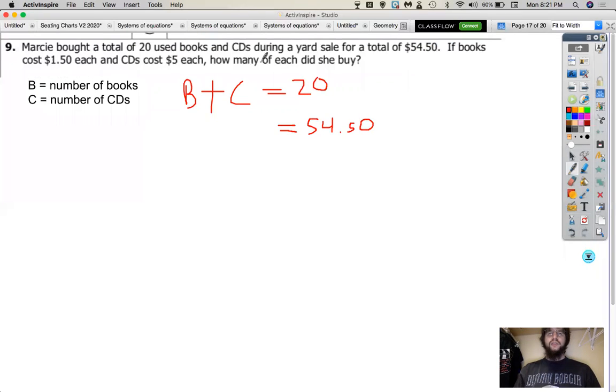Well, the cost for the books first, I guess, is $1.50 each. So if I do $1.50 times the number of books she bought, that will give me the amount she spent on books. Plus $5 times the number of CDs she bought will give me the amount she spent on CDs. Equals total amount she spent. Okay, we're good. We're lined up. We got B plus C equals 20. We got 1.5B plus 5C equals this. There's my setup.